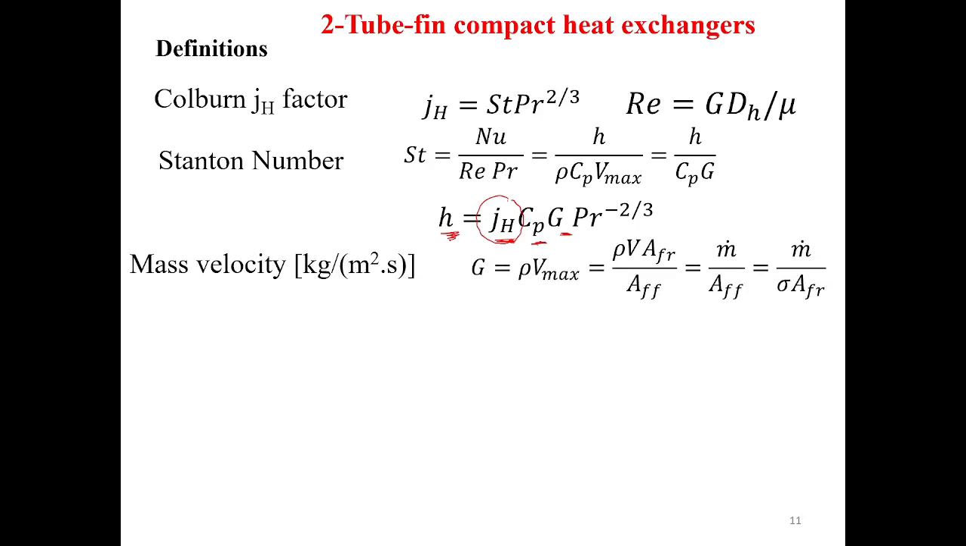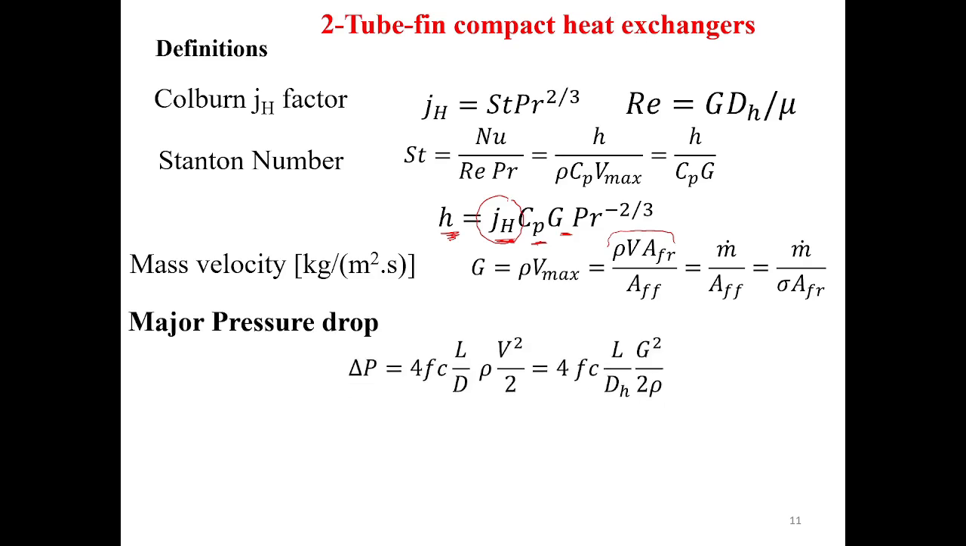The mass velocity, as we said, is rho multiplied by V maximum, but it can also be written as rho V multiplied by the frontal area, which is the mass flow rate, m dot, divided by AFF. Multiplying the three parameters gives you the mass flow rate, divided by the free flow area, and the free flow area can be related to the frontal area by sigma. So the free flow area is equal to sigma multiplied by the frontal area.